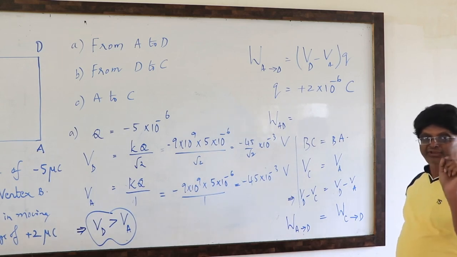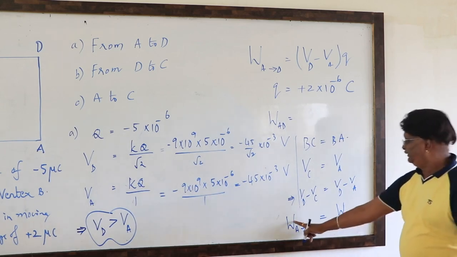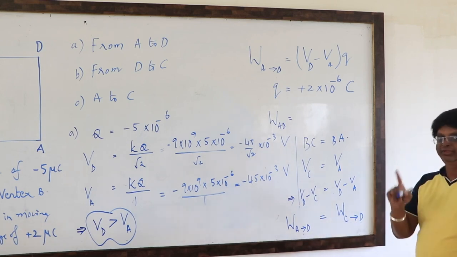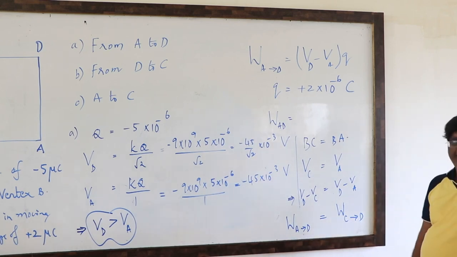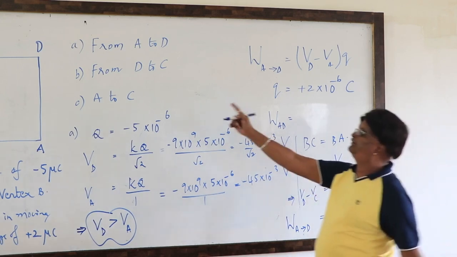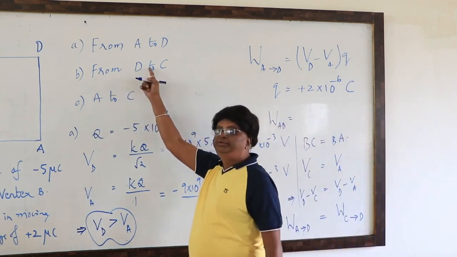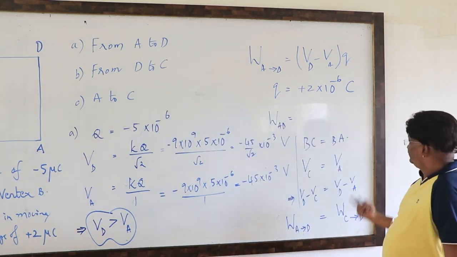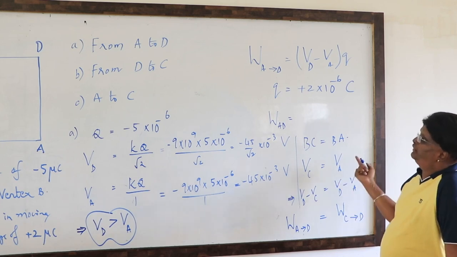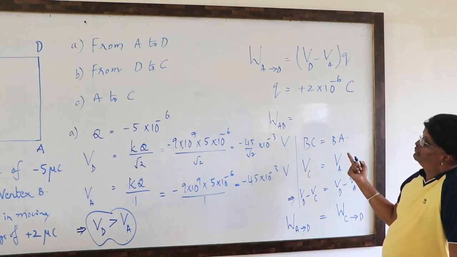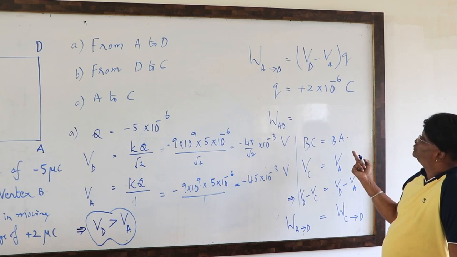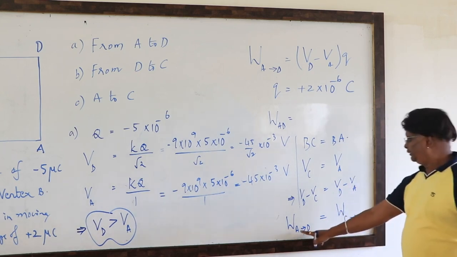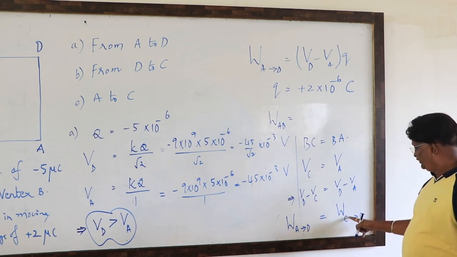Now please, each and every line you look at carefully. The work from A to D is the same as the work from C to D. Is it not? Whereas here in this example, what is it that I have? From D to C they have given. So if it is D to C, what happens? WA to D is equal to WC to D.